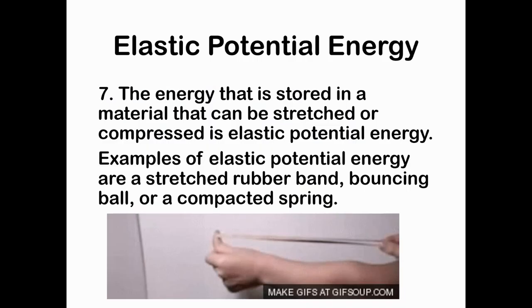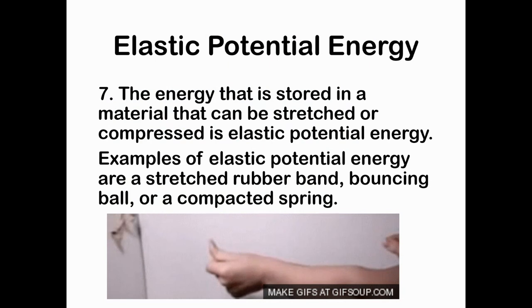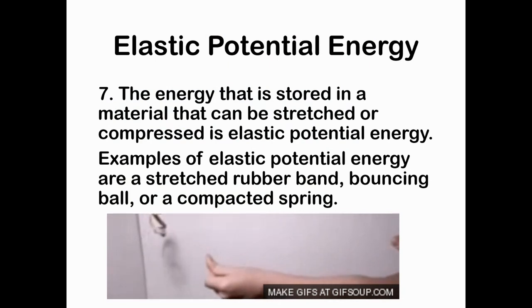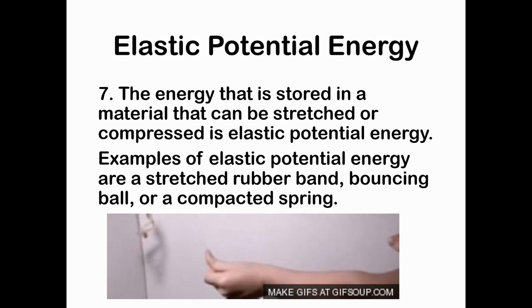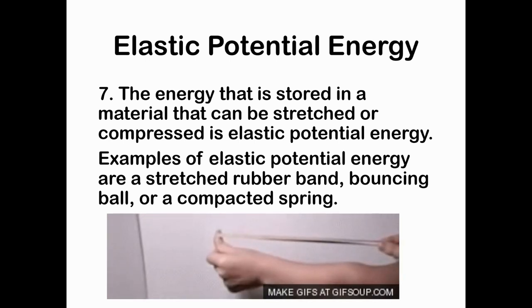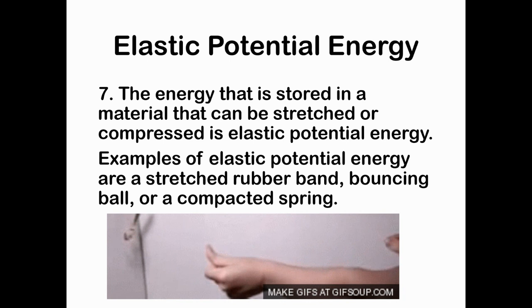All right, this next one, this is the reason why we don't let students have rubber bands in the classroom. Elastic potential energy is the energy that is stored in a material that can be stretched or compressed. So examples of elastic potential energy are a stretched rubber band, a bouncing ball, a compacted spring, anything that can stretch or compress and then go back to its original shape, that would be containing elastic potential energy.